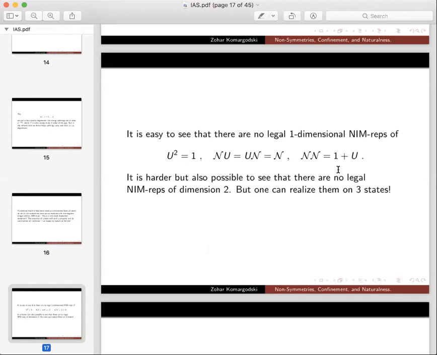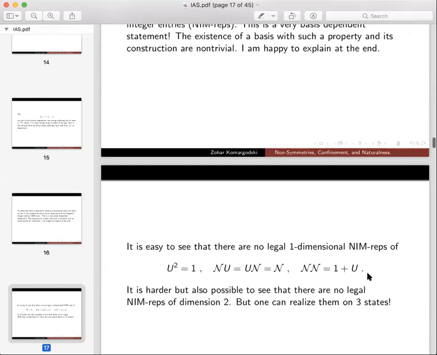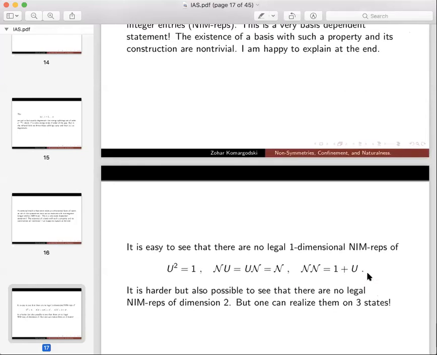Any more questions? Okay. Yes, I have a question. So does the NIMREP also contain the information of the defect Hilbert space, or does it only contain the information of the bulk Hilbert space? This is a somewhat technical question that I'll be happy to discuss later in more detail.